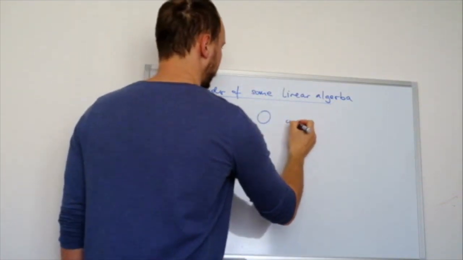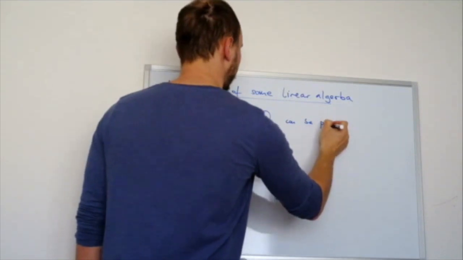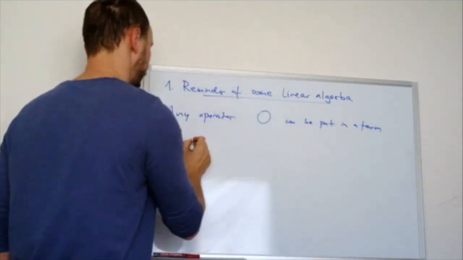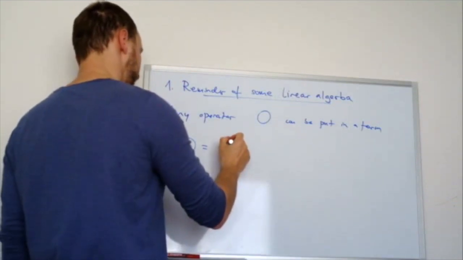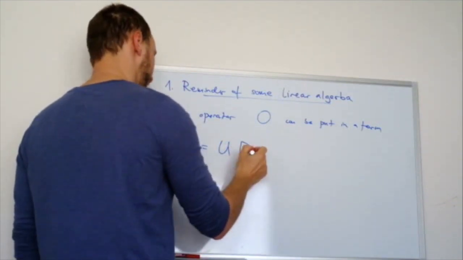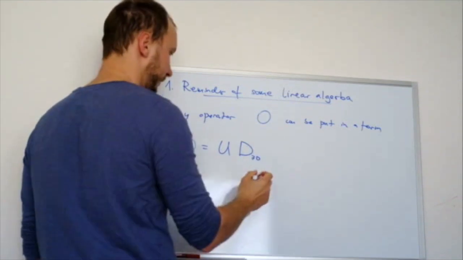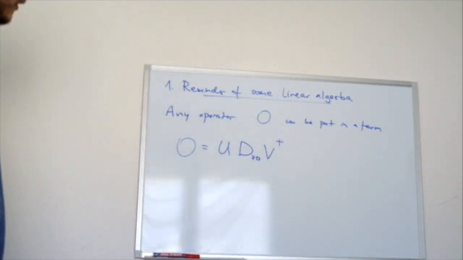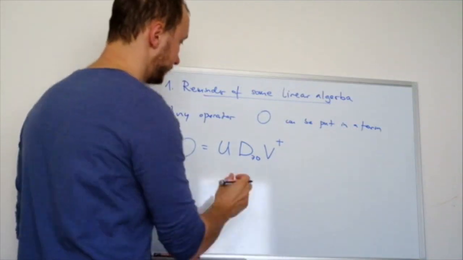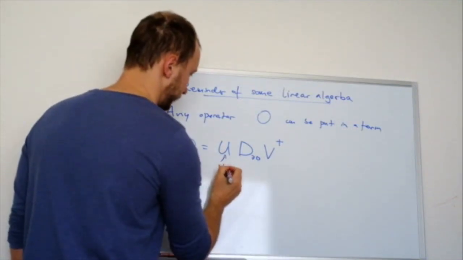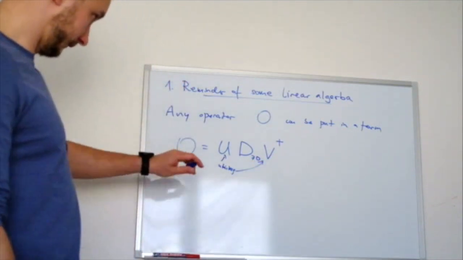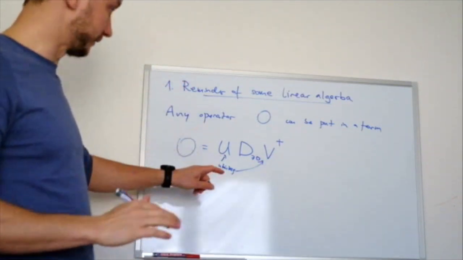O can be put in a form. So again, for any basis, we can find a form like this. So O is equal to some unitary matrix, then some positive diagonal matrix, and then some other unitary matrix. Now this holds for all possible matrices.